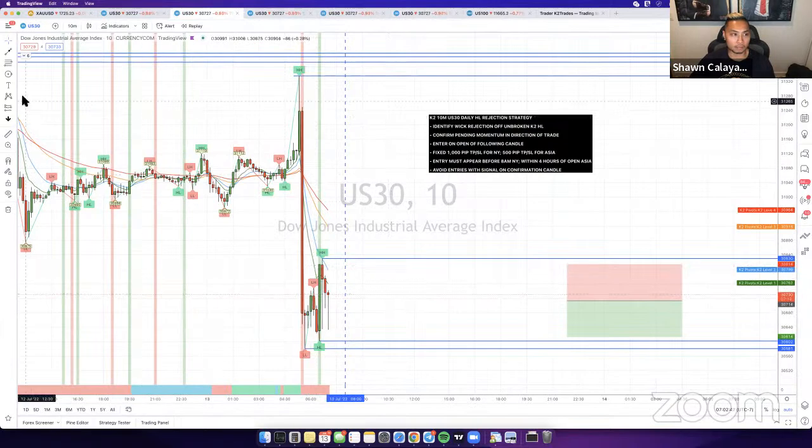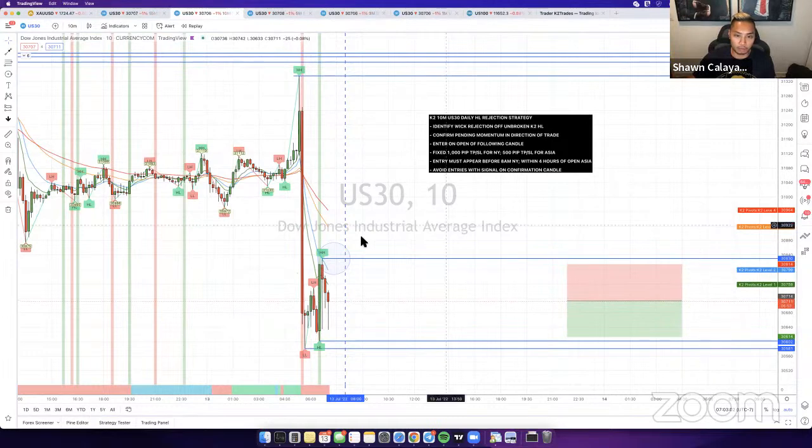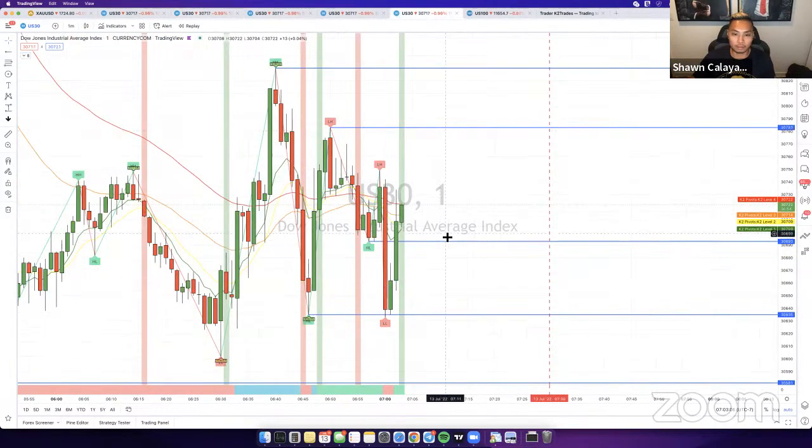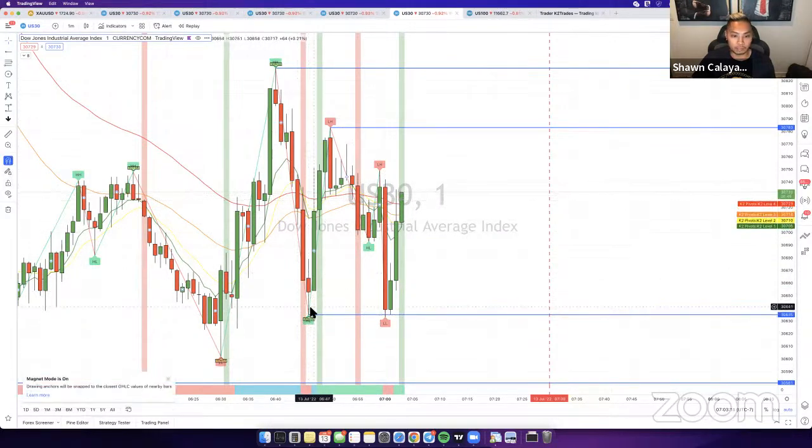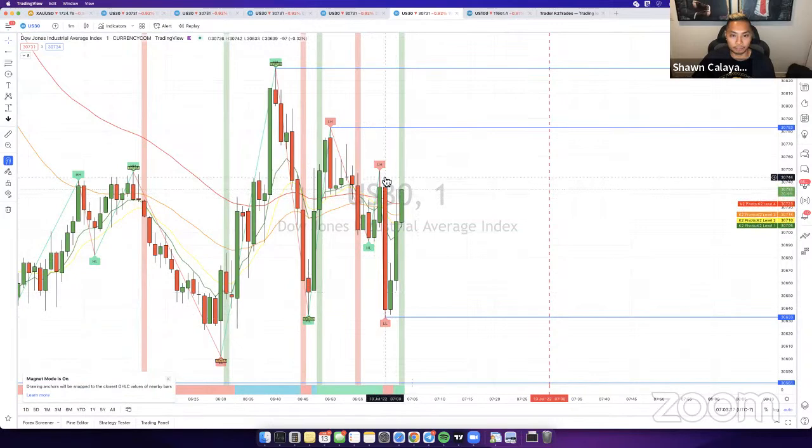US30 still hasn't come up to this area. I'm looking for the rejection off this point. So I'm pretty much just waiting for US30. For US30, this is the only entry that I'm really looking for, the 1 minute. There isn't really much for us to take here either. I mean, there was technically a V1 here, or no, there actually wasn't, sorry. I thought there was a V1, but there wasn't because there was no pending signal.